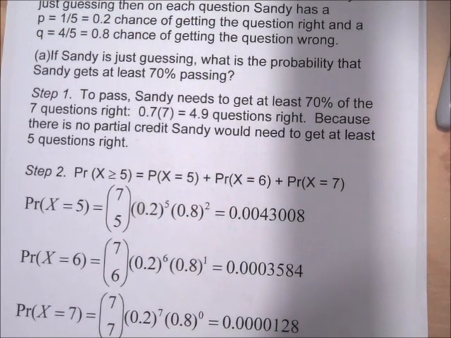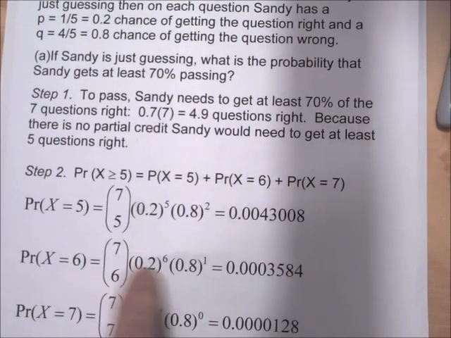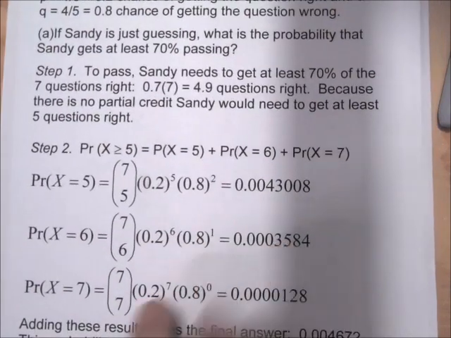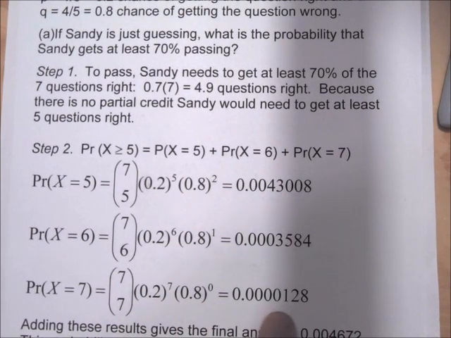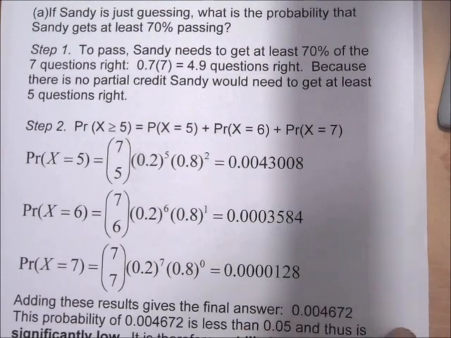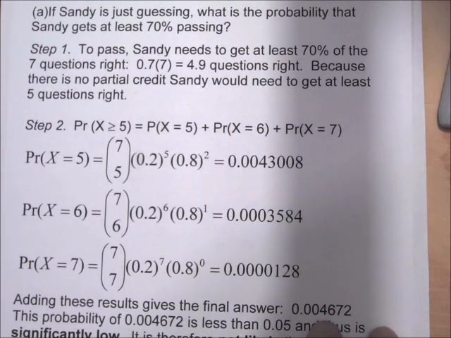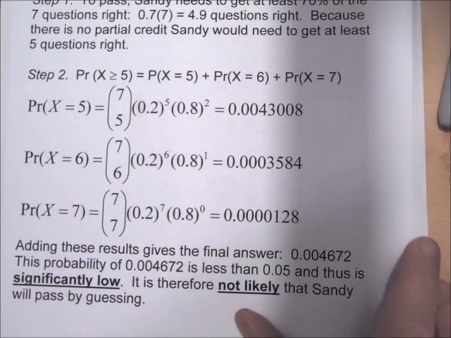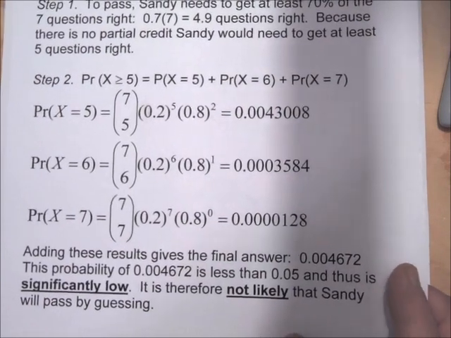Get 0.0043 something, and then 7 choose 6, 0.2 to the 6, 0.8 to the 1. This is the probability Sandy gets 6 right and 1 wrong. This is the probability that Sandy gets all 7 right, 0.2 to the 7, 0.8 to the 0. And if we add these up, we get 0.004672. So this is a pretty low probability. It's not likely that Sandy will pass by guessing.